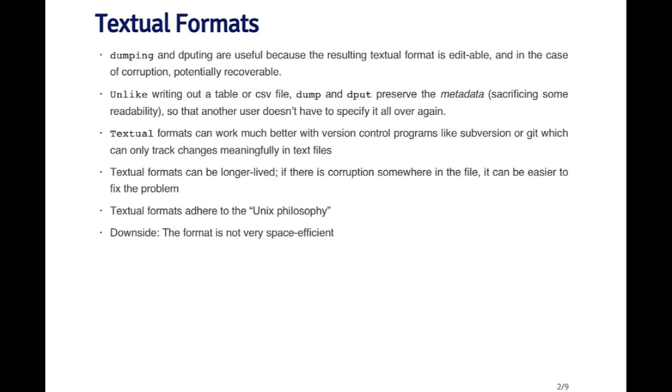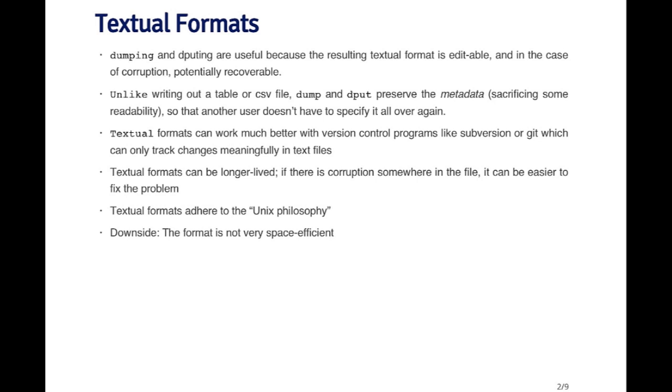There are other types of formats that you can save data in beyond the tabular format, beyond the CSV file or text file. These are also textual formats, but they're a little bit different from the tabular data that we've talked about before. The two main functions for writing out data are dump and dput. The idea behind these formats is that they're text formats, but they're not formatted in the same way as a table, because they contain a little bit more metadata.